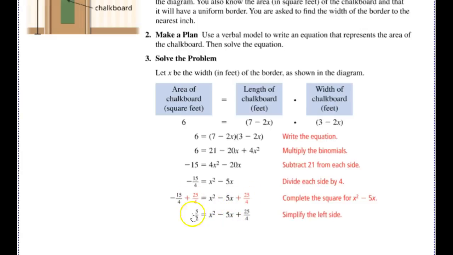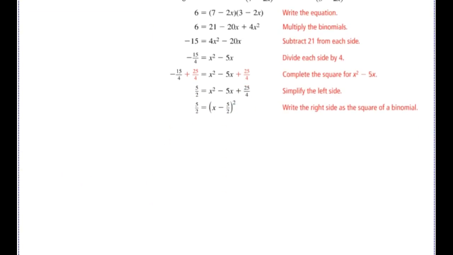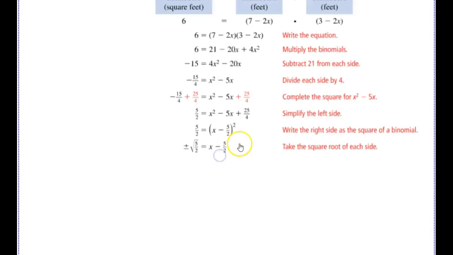And now I can simplify my left-hand side by just combining my fractions. And I can go ahead and factor this right side, so write it as the square of a binomial. Now I take the square root of both sides, and since I don't know the square root of 5 over 2, I just leave it as plus or minus square root of 5 over 2. And now I can add my 5/2 to both sides.